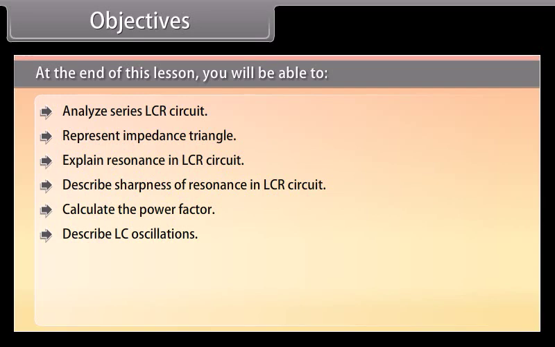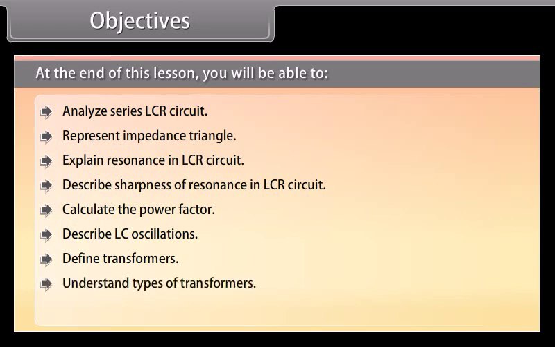describe LC oscillations, define transformers, understand types of transformers, explain energy losses in transformers.